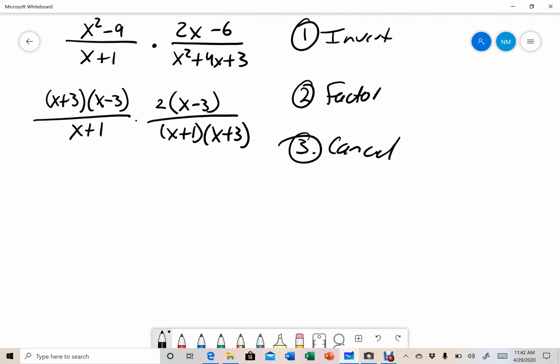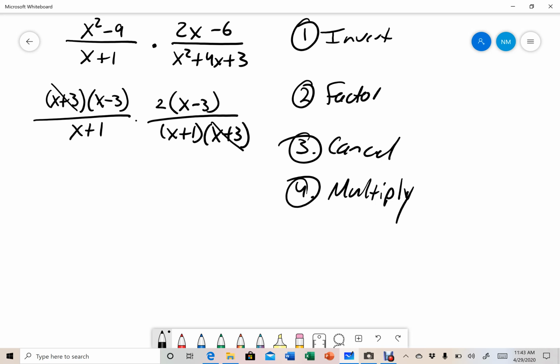Okay, so what do I have that can cancel out here? I've got an x plus 3 here and an x plus 3 here. And let's see. X plus 3, x plus 3. Is that all I can factor out? I thought there was more to factor out here. No, I think that is all. Yep, that's it. Okay, so I've canceled everything I can cancel. And now step number 4, I do my multiplication or multiply.